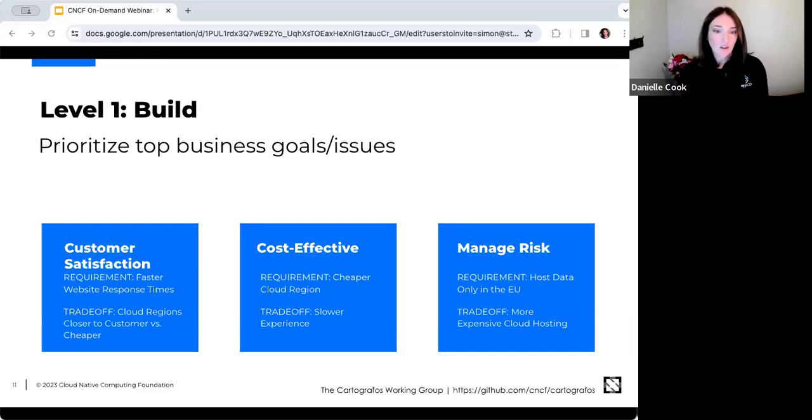Likewise, if you're looking at a goal to be more cost effective, you might be going to cheaper cloud regions, but your trade-off is going to be a slower experience for the end user. And then finally, managing risk. If that is one of your goals, or a top priority of your organization, then you need to look at where you need to host your data, and that could end up being more expensive for you as an organization. So being able to prioritize those top business goals and communicate those trade-offs early is going to set you up for success later.